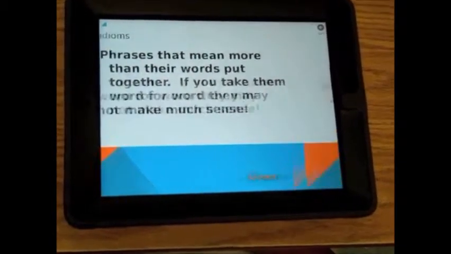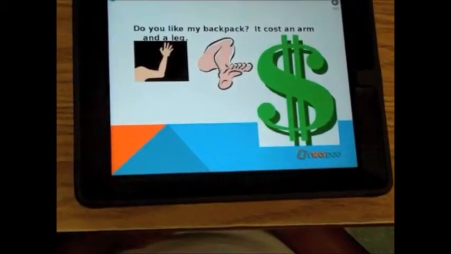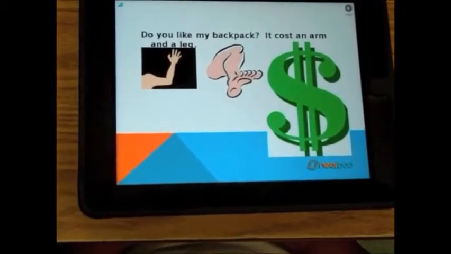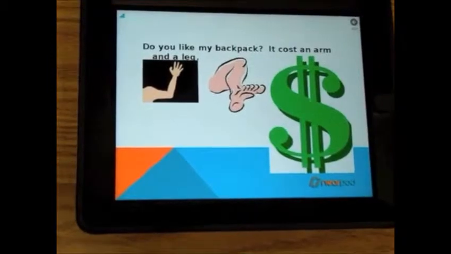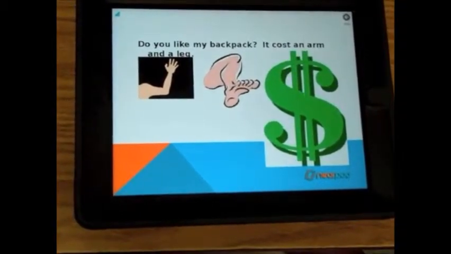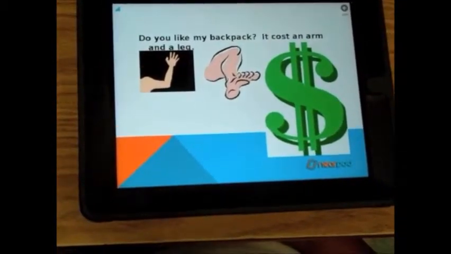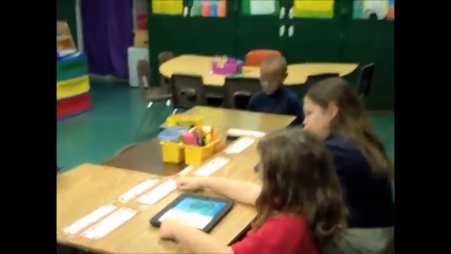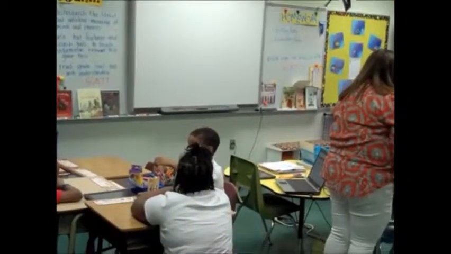Do you like my backpack? It cost an arm and a leg. Do you think that person really had to give the cashier their arm and their leg to get that backpack? No. What does that mean non-literally, that it cost an arm and a leg, Bailey? It cost a lot of money. When someone says, I paid an arm and a leg for that, they mean they paid a lot.